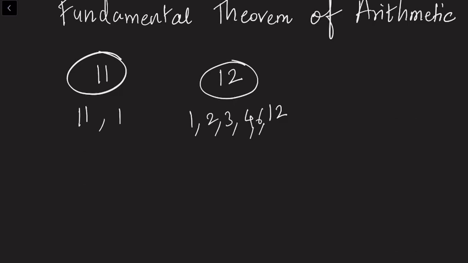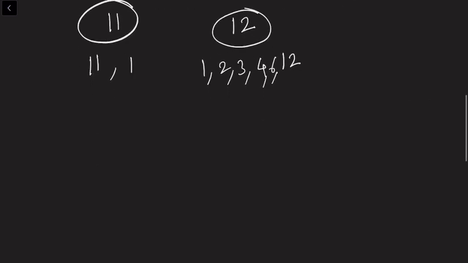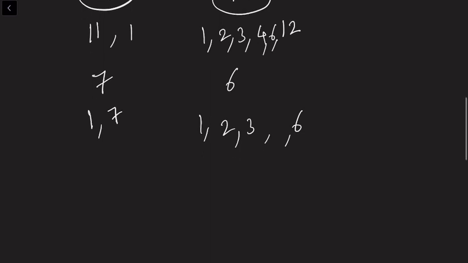You can see many examples of this. Like 7 has only two divisors, 1 and 7, so it is a prime number. What about 6? 6 is not a prime number, it's a composite number because it has divisors other than 1 and 6, that is 2 and 3. So that is the concept of prime numbers and composite numbers.